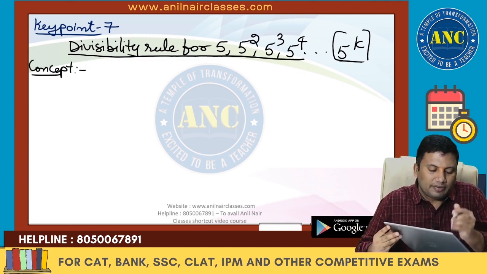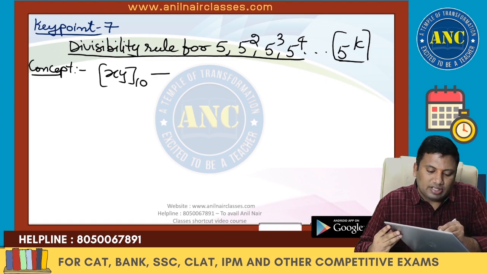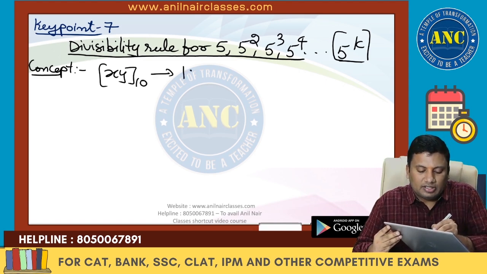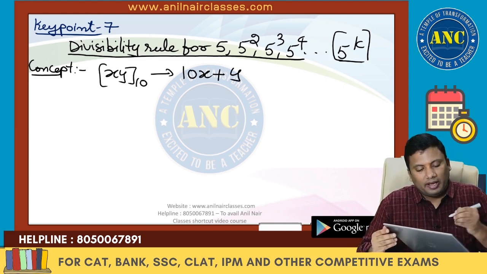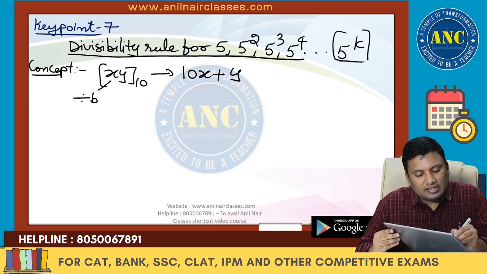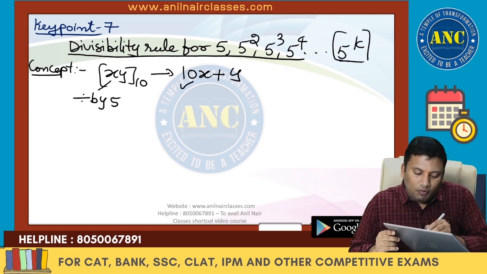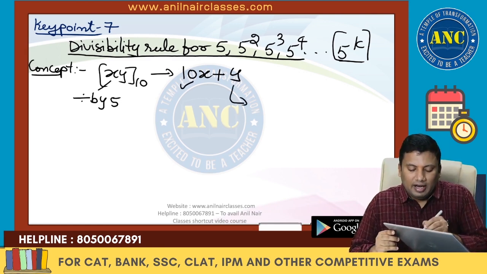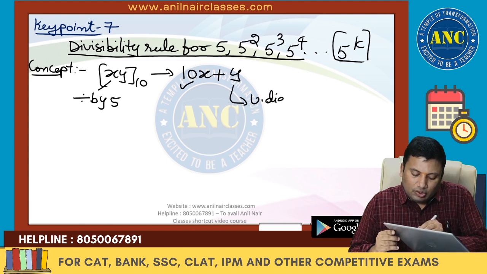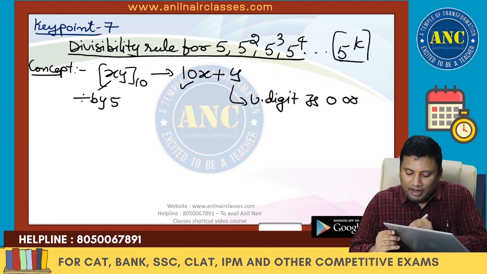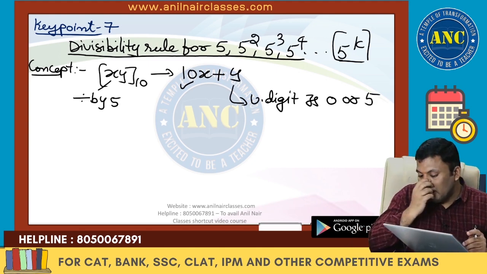Suppose we have the number xy in base system 10, where x is in base 10, which is 10x plus y. If xy is divisible by 5, then since 10x is divisible by 5, y should be divisible by 5. That means the unit digit should be either 0 or 5.